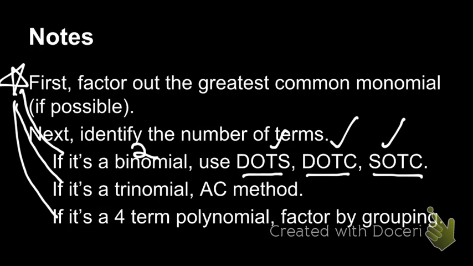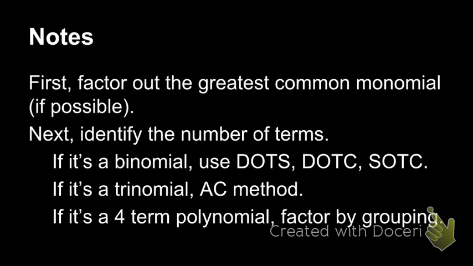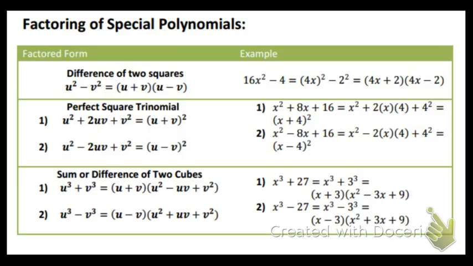If it's a trinomial, then you'll do the AC method. You probably know what that is, or some form of it, but AC refers to, in a quadratic in standard form, A being the leading coefficient and C being the constant term at the end. And if it's a four-term polynomial, we're going to factor by grouping, and we'll learn what that is if you don't know already. So let's just jump right into it. This is the way you want to think when you're factoring: pull out the GCF first, identify the number of terms, and then do one of those three things.